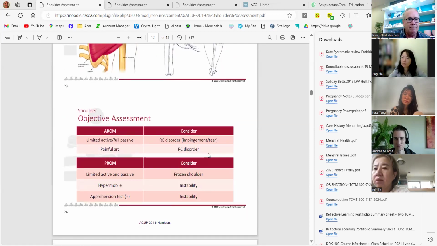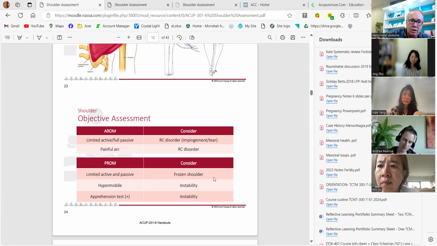So the objective assessment. We're looking for range of movement. When there's a limited active or full passive range, it's an RC joint disorder. Painful arch that we looked at, it's an RC joint disorder. With compromised range of motion or passive range of motion, when they're not able to complete the test, we're looking at frozen shoulder or instability of the shoulder joint.